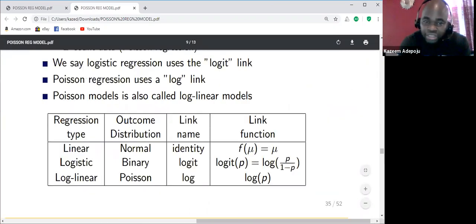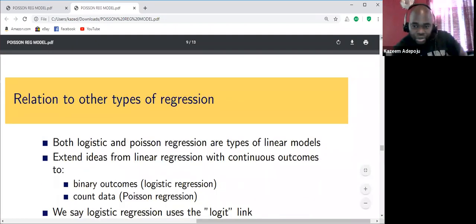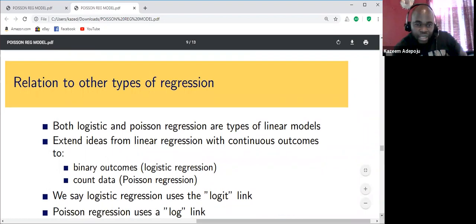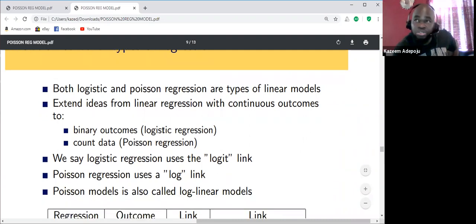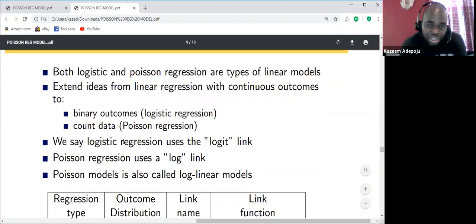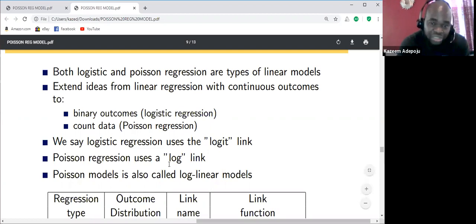There's something I want to show you right now: the relation to other types of regression. Both logistic and Poisson regression models are types of linear models. Both extend the idea of linear regression with a continuous outcome. For a binary outcome, we use logistic regression. For count data, we use Poisson regression. You also need to know the link: the link for logistic regression is the logit, and the link for Poisson regression is the log.